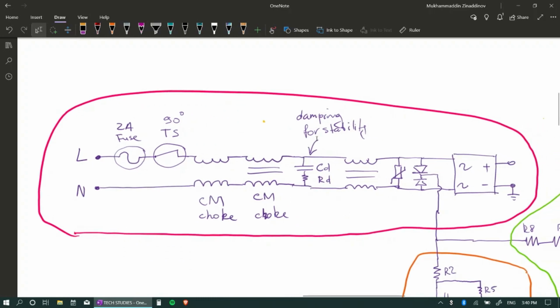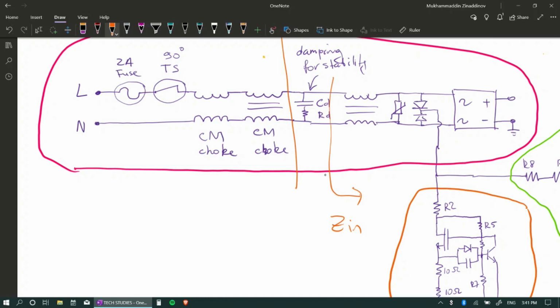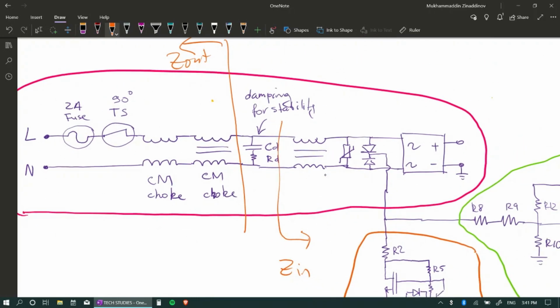Next, we have this damping network for stability. Basically, what it does, there is a stability criteria for filters and whatever your input for the power circuit. Basically, the output impedance of your filter has to be much smaller than the input impedance of your power converter. If this condition is not met, then your converter starts oscillating, so basically it becomes unstable.